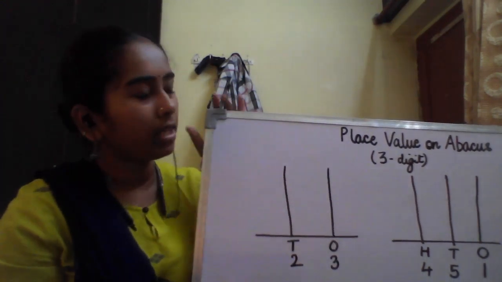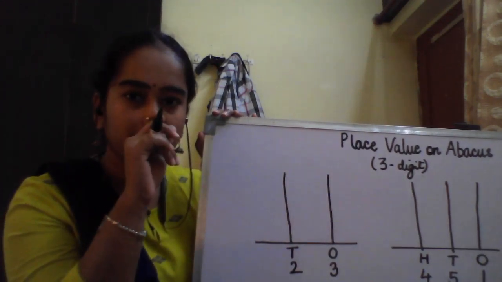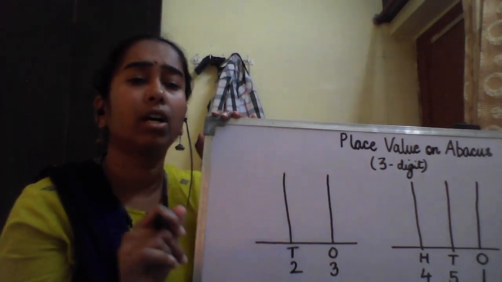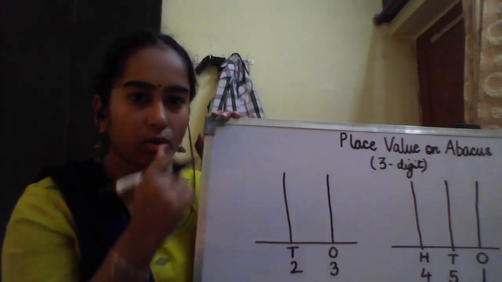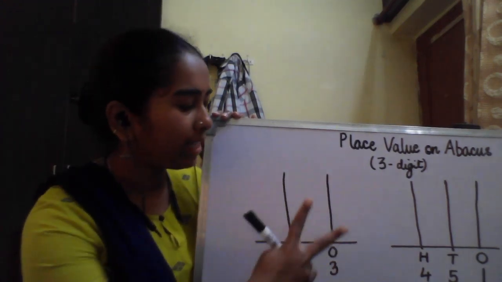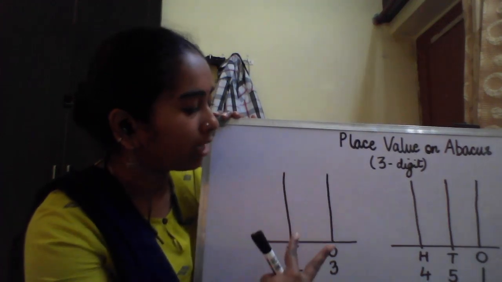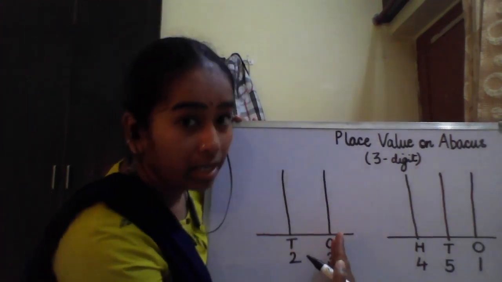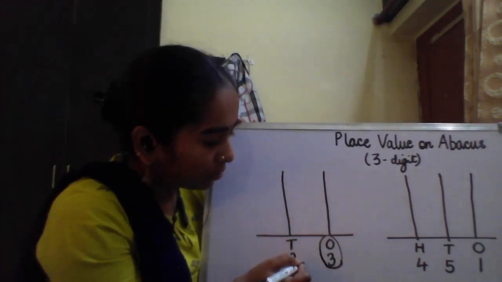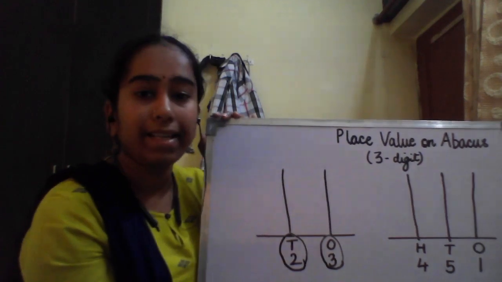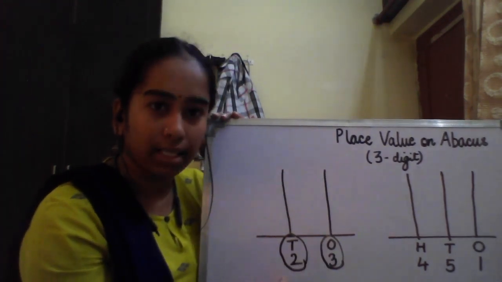So in the previous class we have done place value on abacus. To revise, we did 2-digit numbers. In a 2-digit abacus we take 2 spikes. On the right side is our ones place, and on our left side we have our tens place. Right side ones, left side tens place.